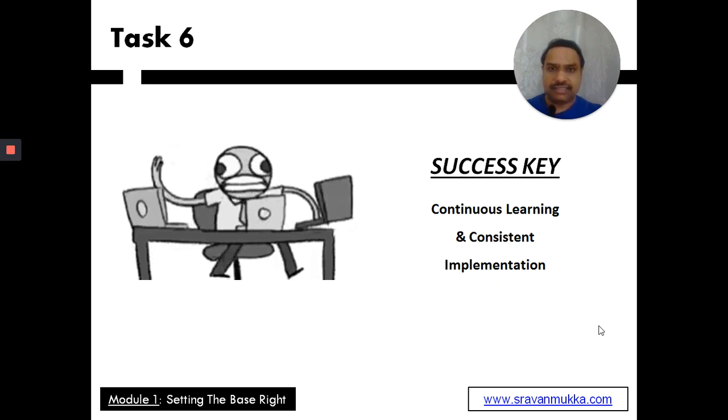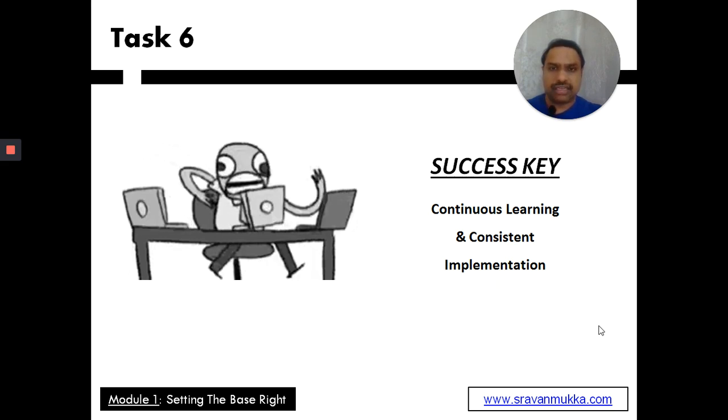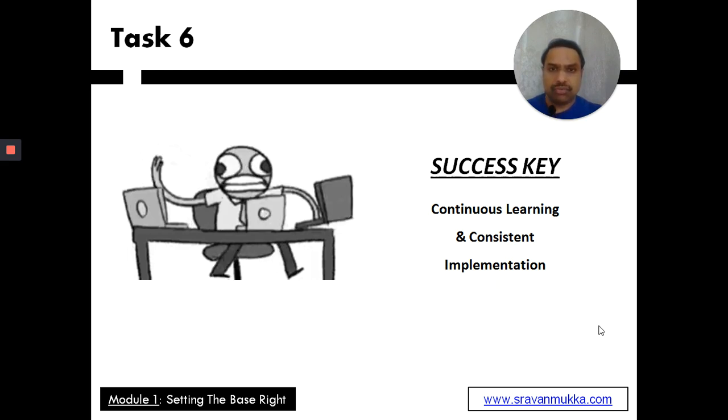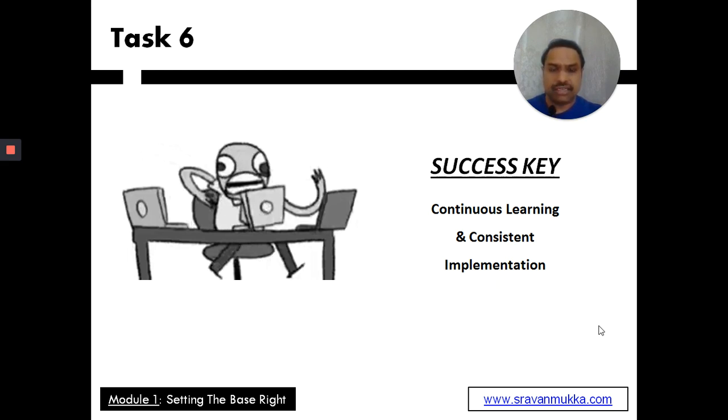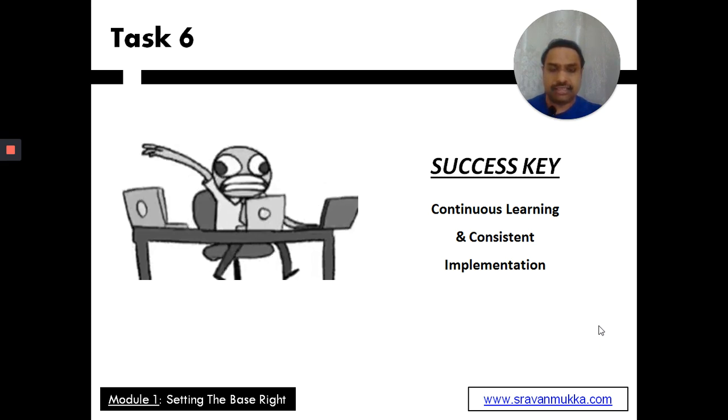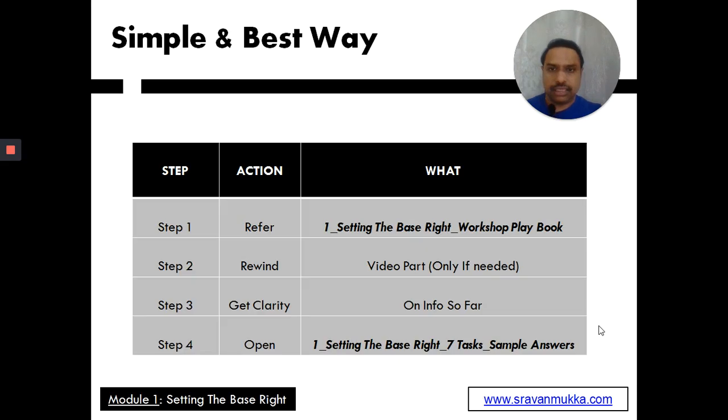Now, task 6 is to write one more post and comment on someone else's post. There is no better solution than continuously learning and consistently implementing the things you learn. It's the key to success. Here is the simple and best way to execute this task. Refer to the Setting the Base Right workshop playbook. In the playbook, go through the points which have been covered so far in the video.